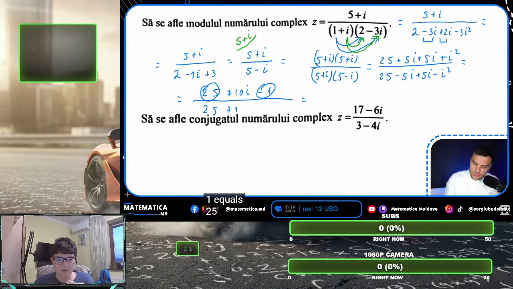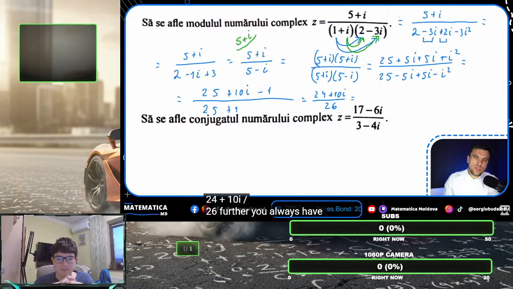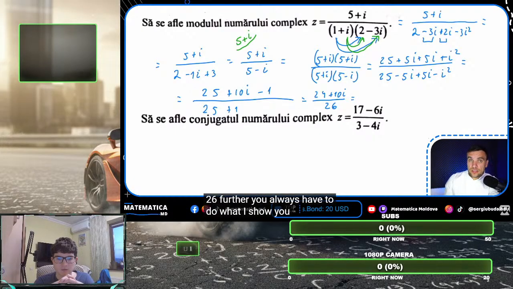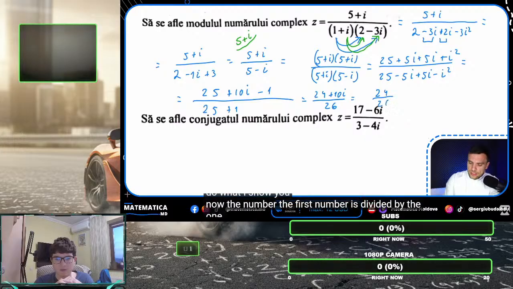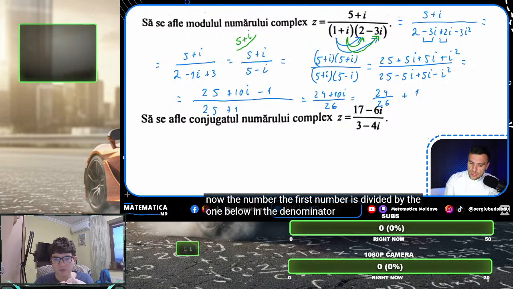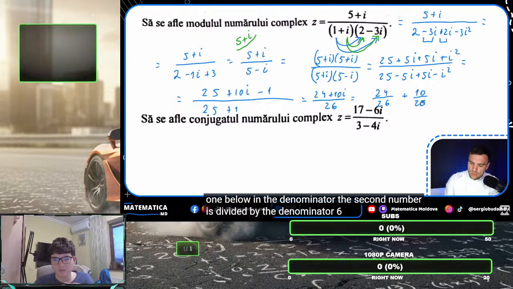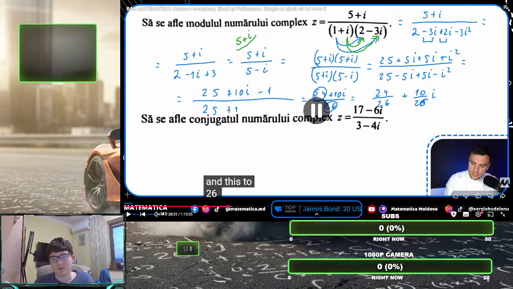And after this, what else are you gonna do? Down here, this is like the best form and max points, boom. I think here we can do it like this: 24 plus 10i over 26. Where's the i? Okay, there it is. So 24 divided by 26.